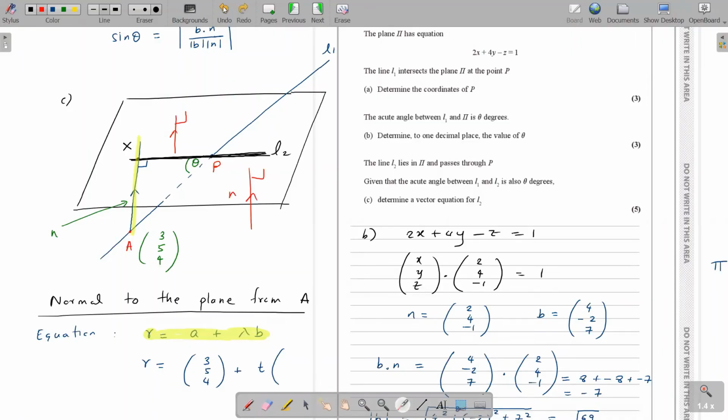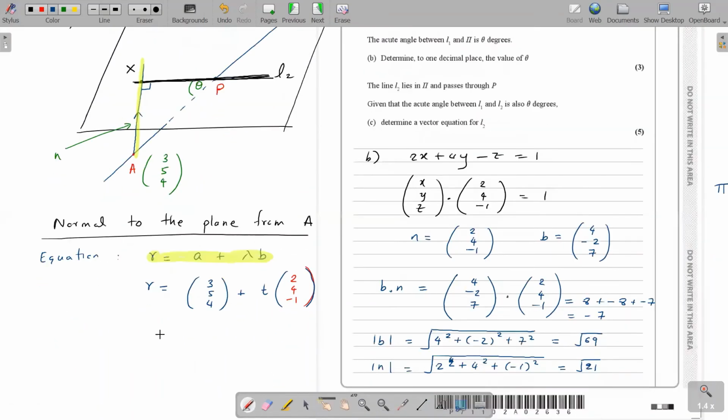Okay, so then I'll erase all these. What I'm having here is a multiple of n, so that is 2, 4, minus 1. And to show it's a multiple, that's why the t is over here. And then let's put it together: r equals 3 plus 2t, 5 plus 4t, 4 minus t.